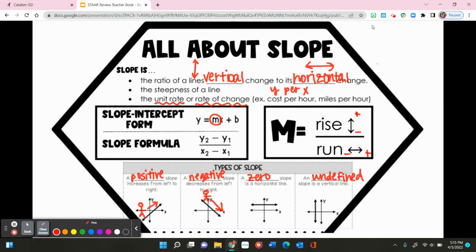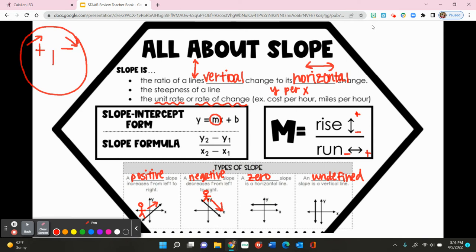Now, off to the side somewhere on your STAAR review book, we're going to put this all together. We're going to piece it all together. So we're going to draw slope dude's face. And the first thing I want you to draw are his eyes. So he has a positive eye and a negative eye. So on his positive eye, his eyebrow arches upwards. And on his negative eye, his eyebrow arches downwards.